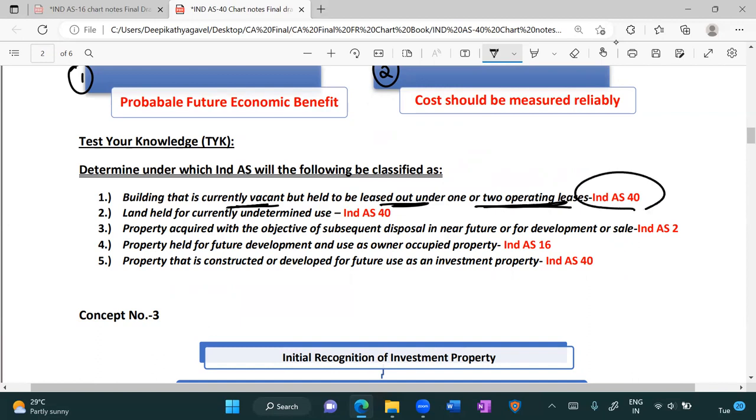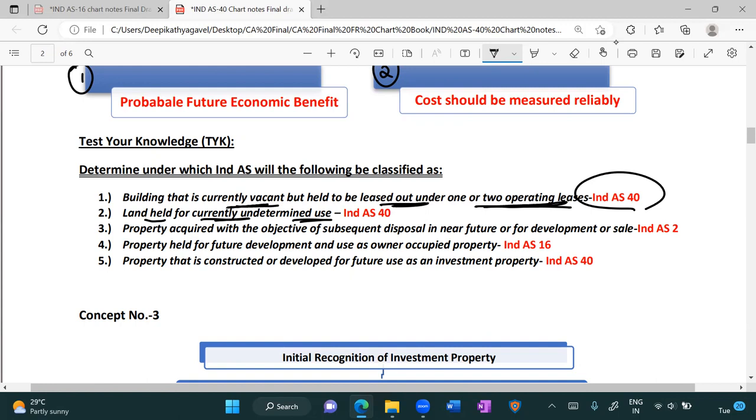Now let's move to the second one. Land that is held currently for an undetermined use. I said, right, it is held currently for an undetermined use. There was no specific use for purchasing that property. Then also which standard will apply? We'll treat it as an investment, and IND AS 40 will apply, right?